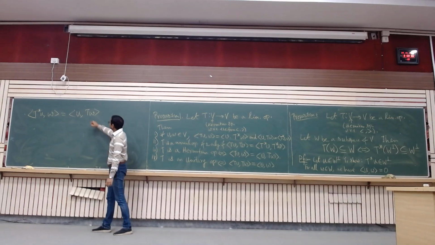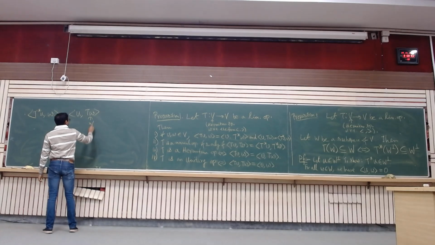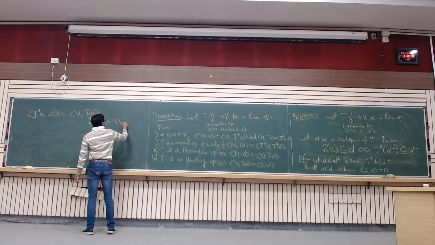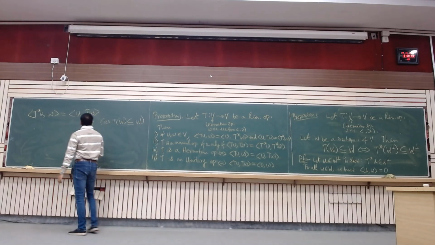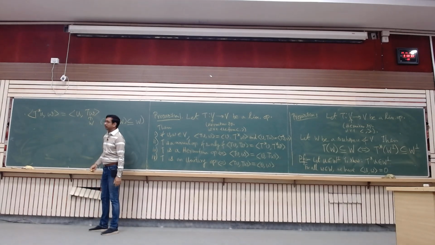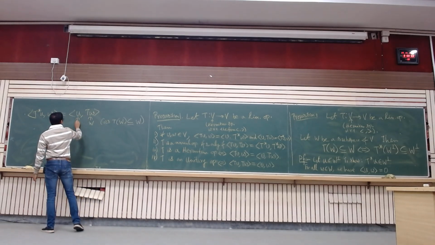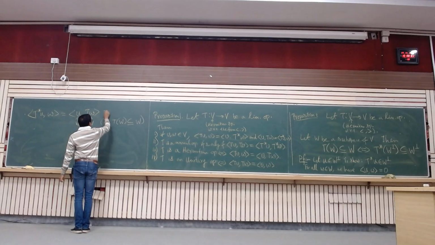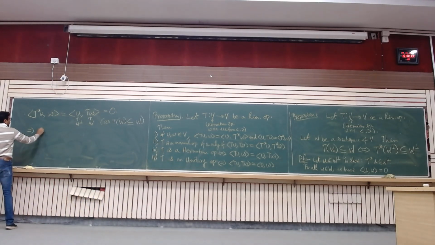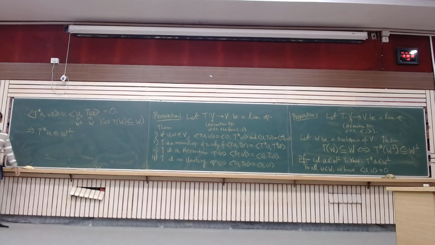But you know something, TW is in W, right? This was in W because TW is a subspace of W. And that means this product is equal to 0, because U was in W perp. So this is equal to 0. That means T star U is in W perp.